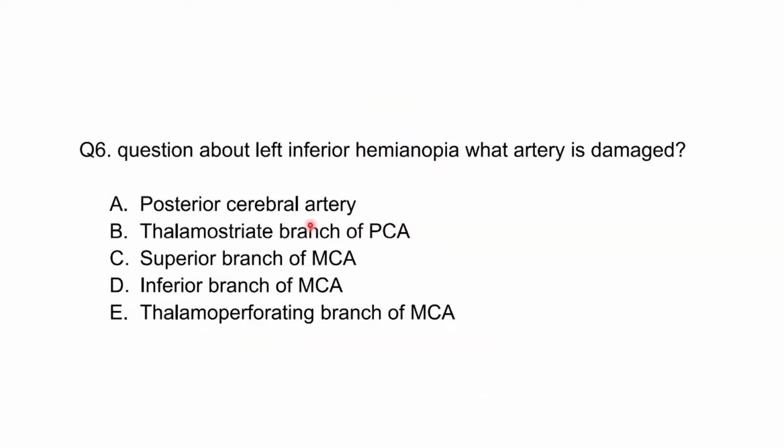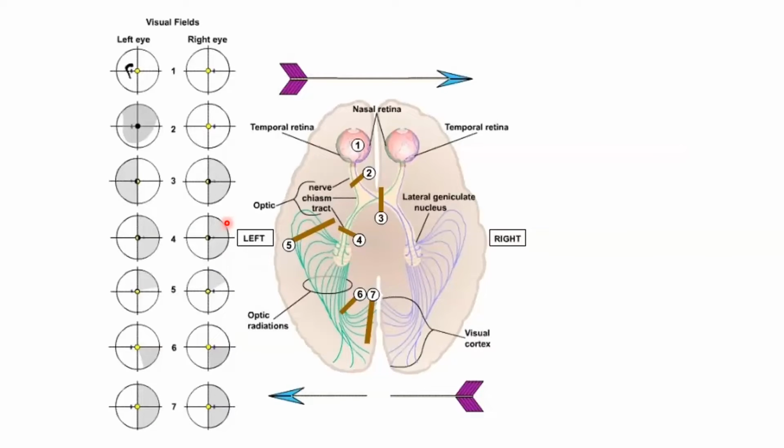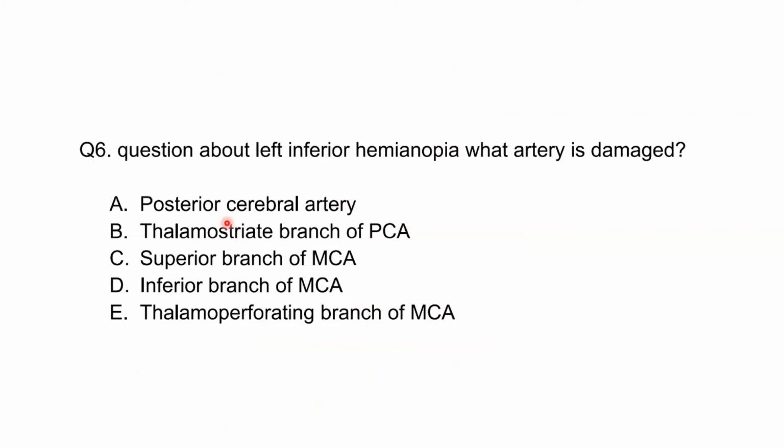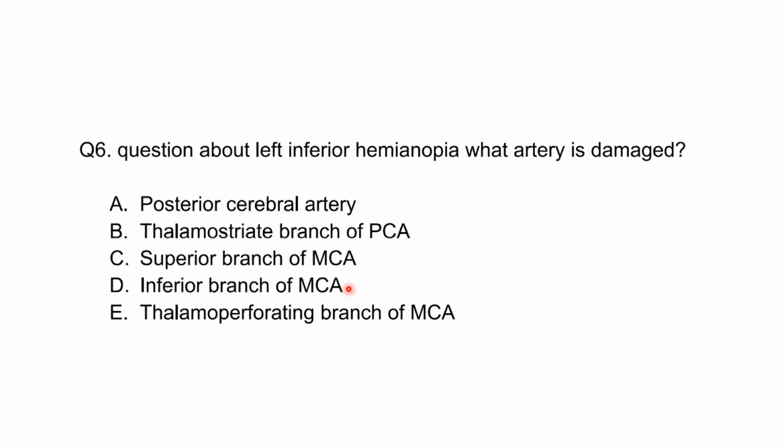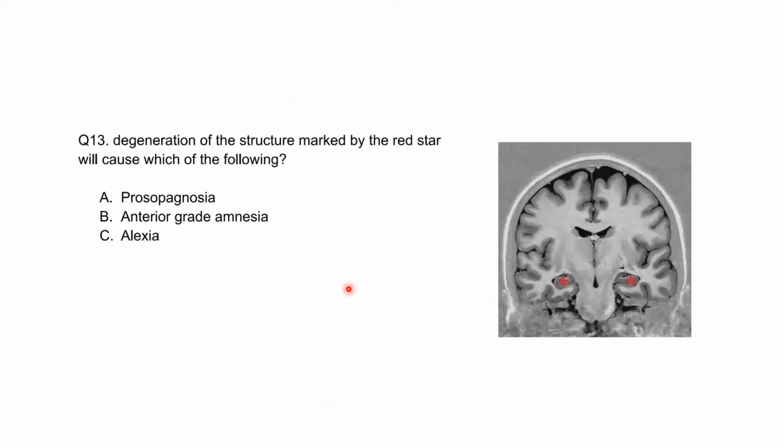And so you can't really have damage to a big artery and then get a small lesion. And as for the numbers, for this lesion we're expecting number 6 here, which is the inferior hemianopia, which corresponds to this part of the brain over here. Hopefully that's clear. Okay, so next question.